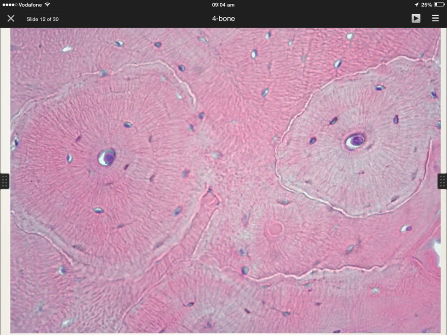This is a picture for decalcified, stained compact bone. It has a Haversian system. In this section, this area is the Haversian blood vessel. Here is a Haversian blood vessel, and this is a Haversian blood vessel also, and it is surrounded by concentric bony lamellae. These are the osteocytes in lacunae.